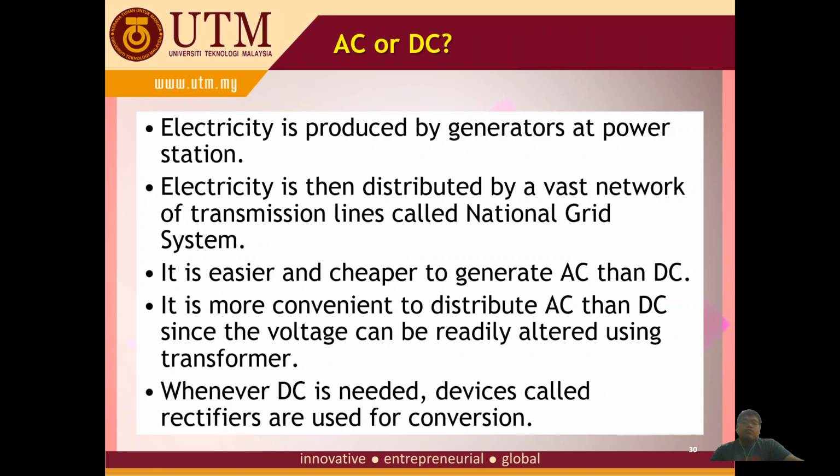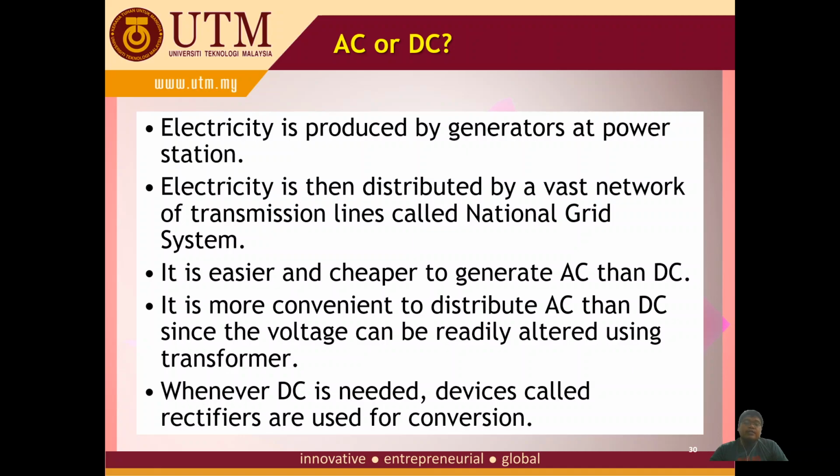It is more convenient to distribute AC than DC, since the voltage can be readily altered using a transformer. With the AC system, we can provide step up or step down transformers. They have that facility compared to the DC system, which doesn't. So they can control the losses during transmission, especially for the longest transmission systems.